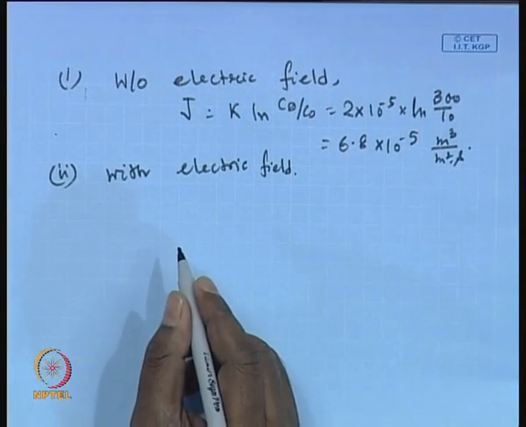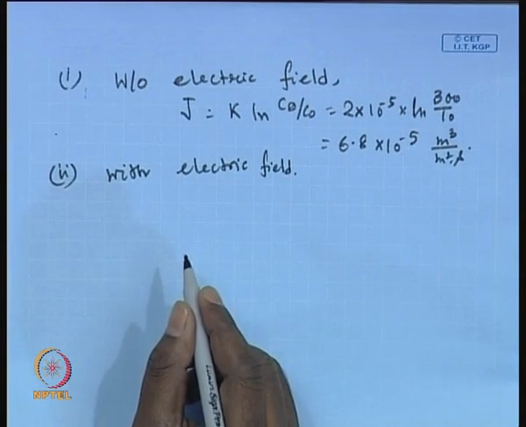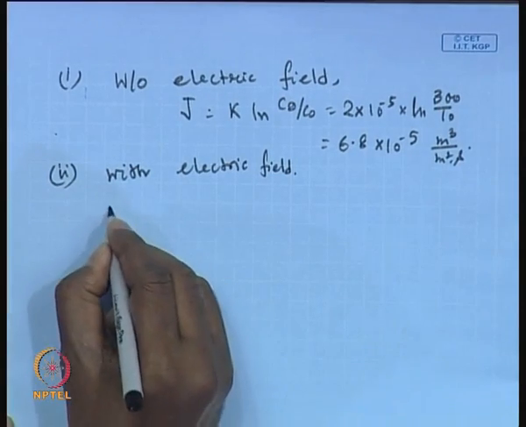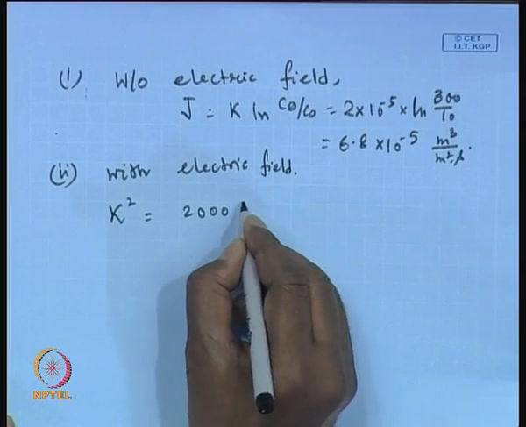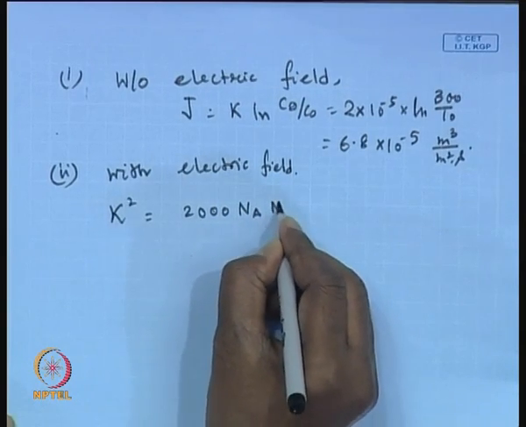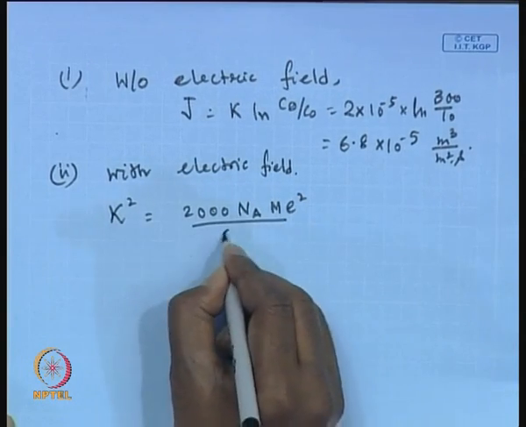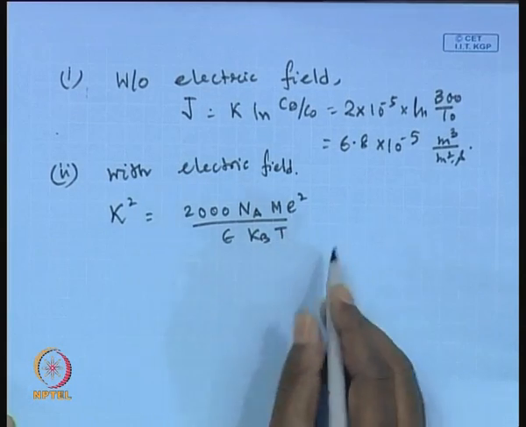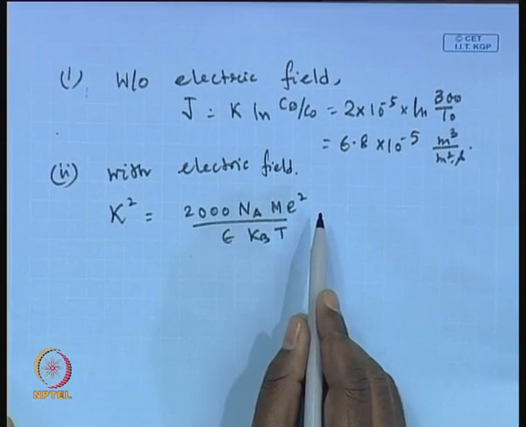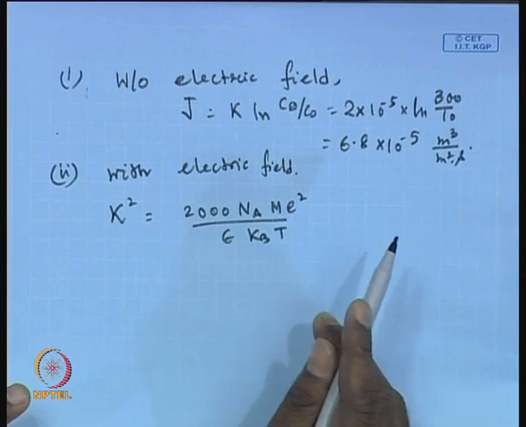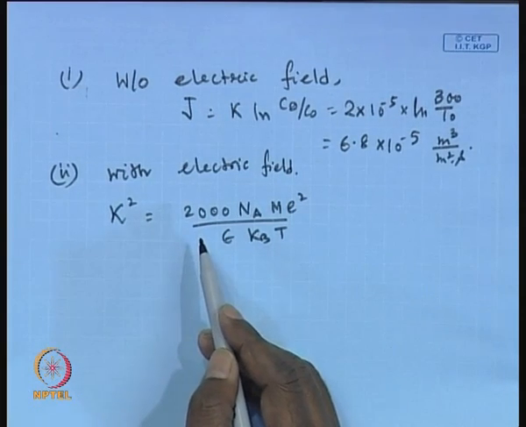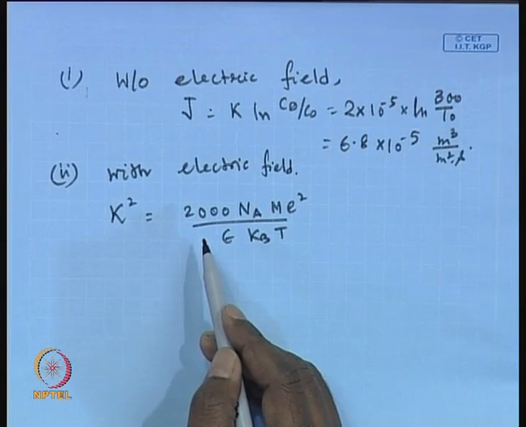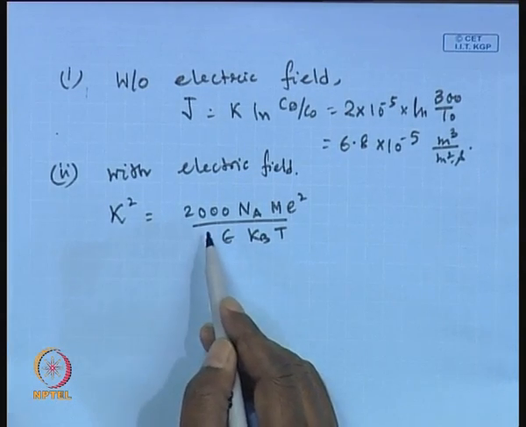Now, the first thing is you have to calculate the value of the Debye length. Kappa square is 2000 Na times m times e square divided by epsilon kBT. I just opened up the summation series, and for NaCl the summation of Zi square will be 1 plus 1, that is 2. The 1000 was already multiplied to convert number per liter to number per meter cube, so it becomes 2000.